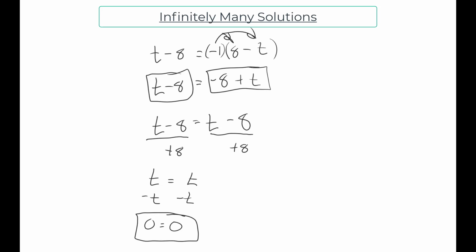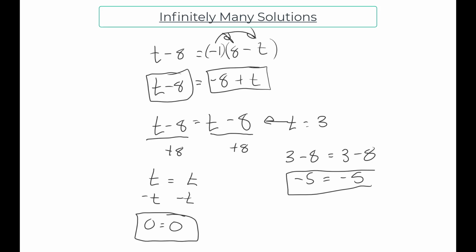And you can see that even from any part of these equations by letting t take on any value. So for instance, I'll say t is equal to 3, and let's go ahead and plug in 3 just into this part right here. So I get 3 minus 8 is equal to 3 minus 8, or negative 5 is equal to negative 5. And you can do this with any number, and you will always get a true statement.